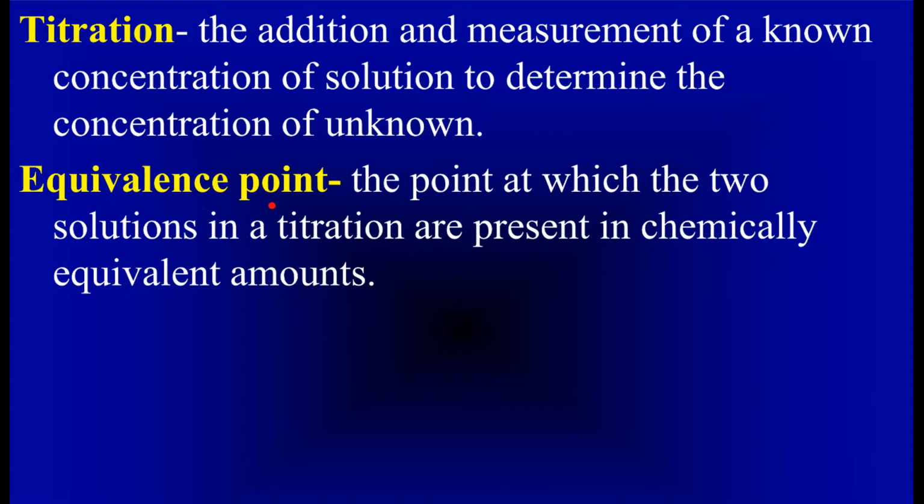the base to the acid, and eventually they're going to reach what's called the equivalence point. And that's the point at which you have chemically equal concentrations. For example, you have equal amounts of hydroxide and H plus ions.